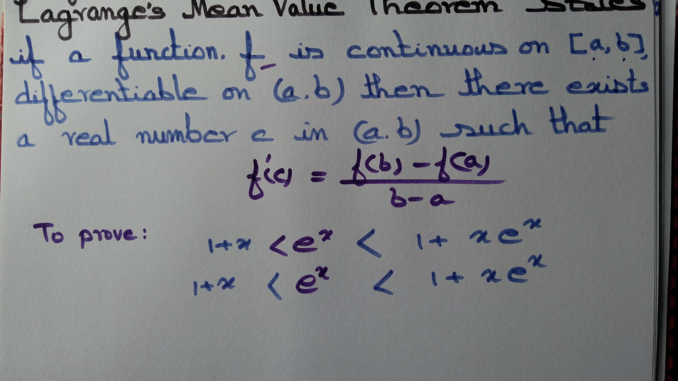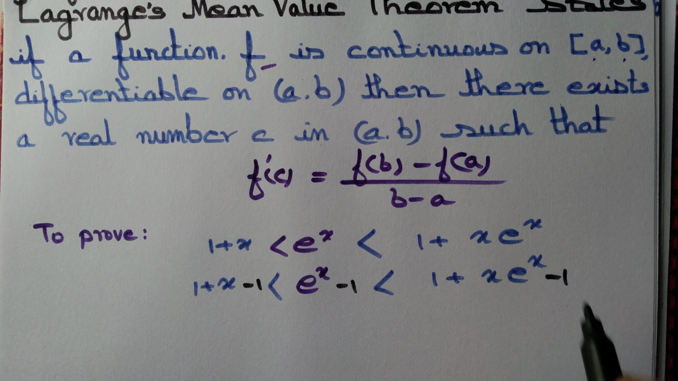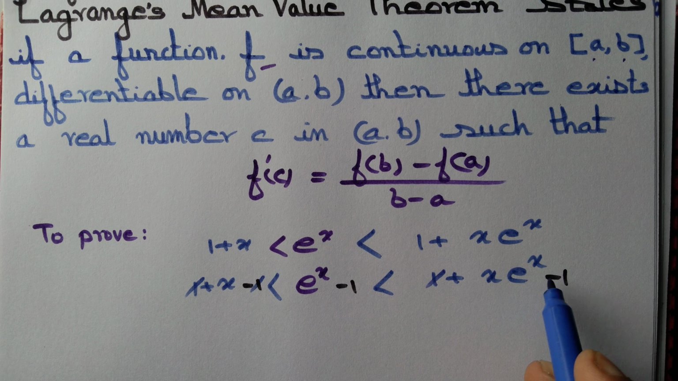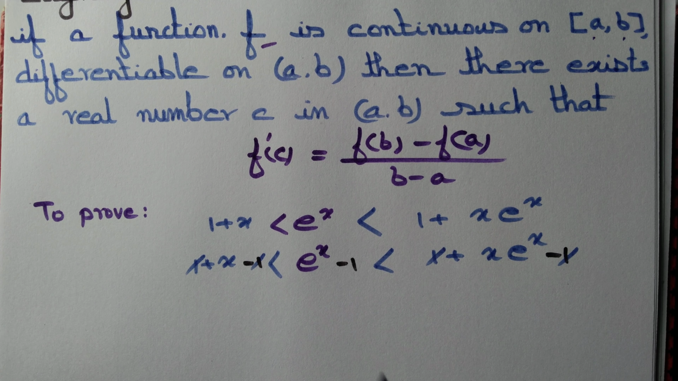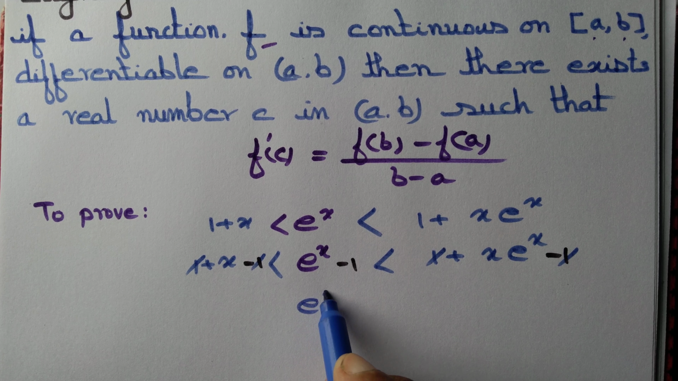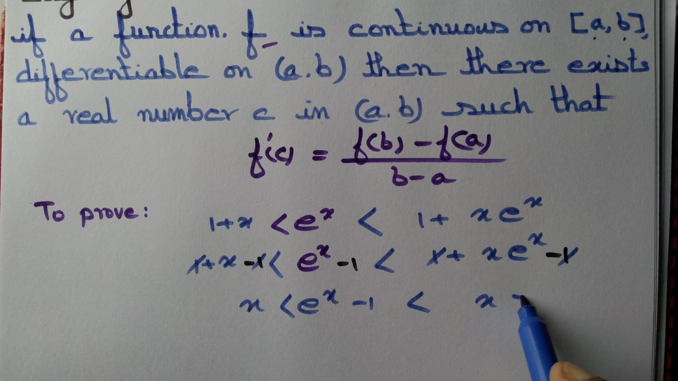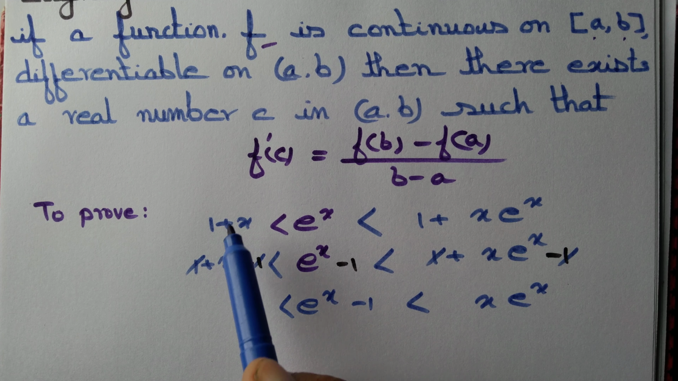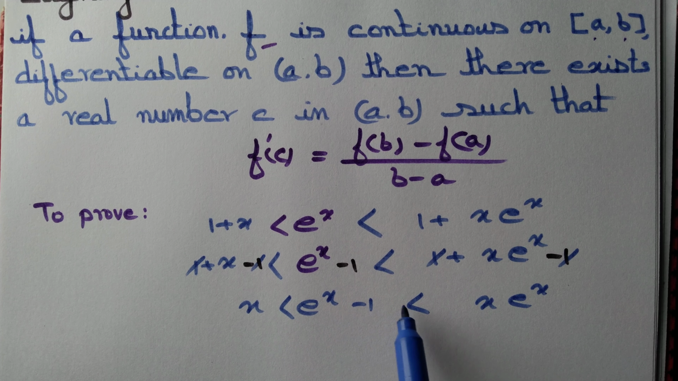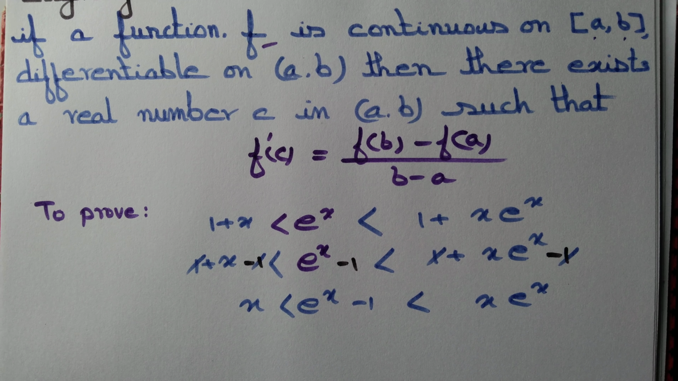And we subtract 1 throughout. So minus 1, minus 1, minus 1. We can cancel 1 and 1 out, and so we get e to the power x minus 1 greater than x, and less than x times e to the power x. Observe that these two inequalities are equivalent, because if I add 1 to this inequality, then we get this one, and if I subtract 1 from this one, then I get this one.